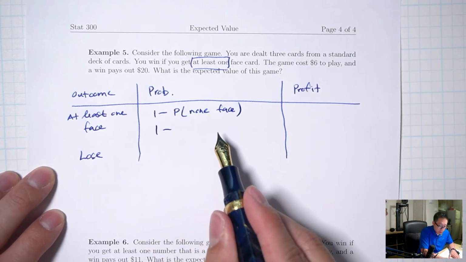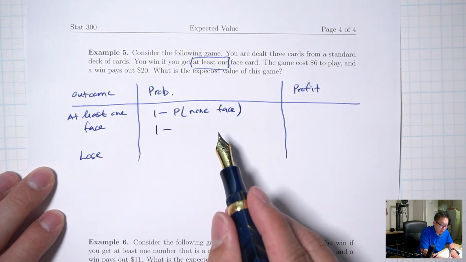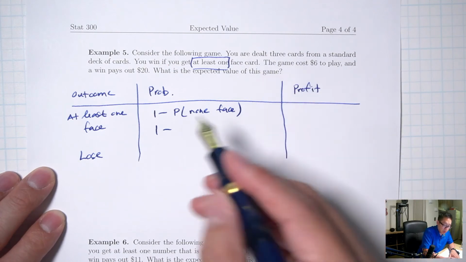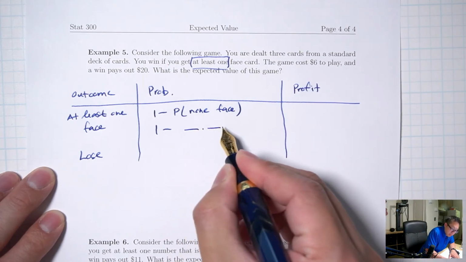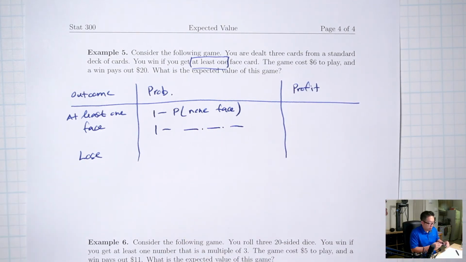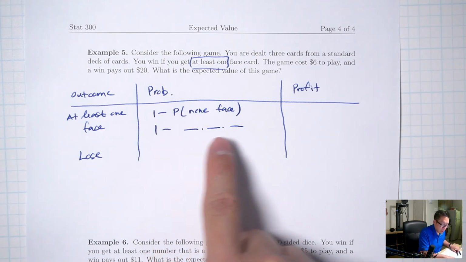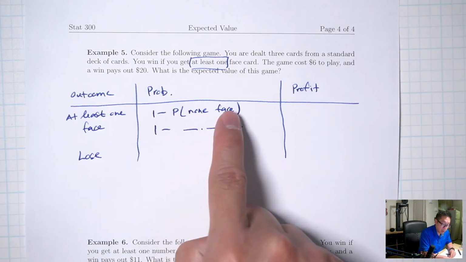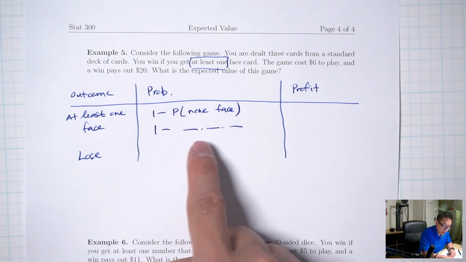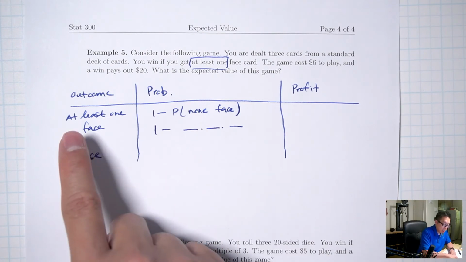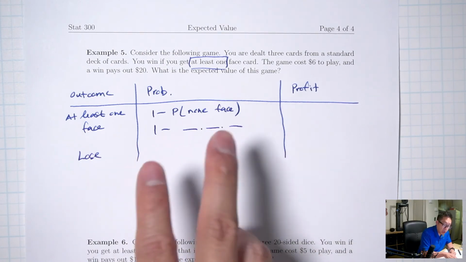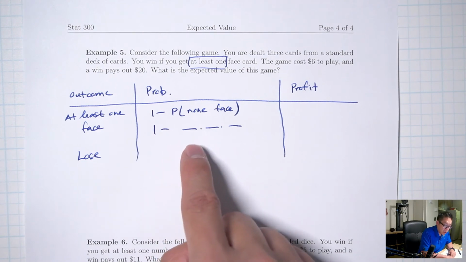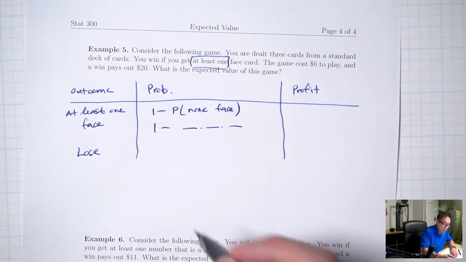How many fractions do I need? How many cards are we talking about here? We're dealing 3 cards, so 3 fractions. And remember, these 3 fractions, I want none of them to be face, which means I want them to be no face, no face, no face. So even though I'm looking for at least one face, because we're talking about complements here, it's no face, no face, no face.